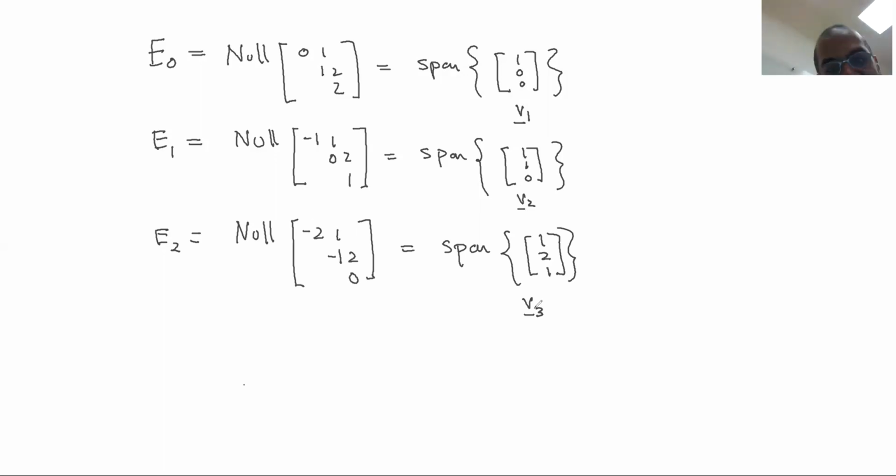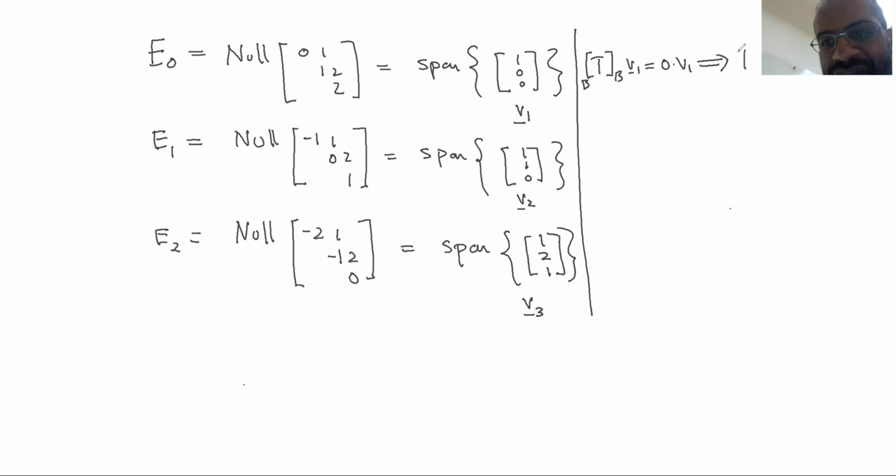So these are the eigenvectors of the matrix of T with respect to the standard basis. But now, how do I find the actual eigenvectors of T in the vector space? Well, I use the correspondence principle. What does it mean to be an eigenvector? It means that the matrix of T in the B basis times the vector V1 equals 0 times V1. By the correspondence principle, that means T applied to the vector P_B of V1 equals 0 times P_B of V1. And that is just T applied to the polynomial 1 equals 0 times the polynomial.